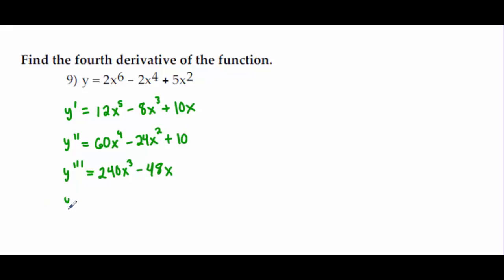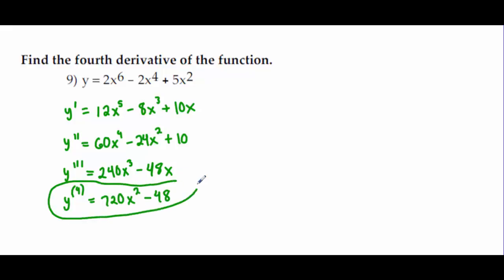My fourth derivative, I usually use just a 4 in parentheses instead of putting 4 apostrophes. 240 times 3 is 720, x squared minus 48. This is my fourth derivative.